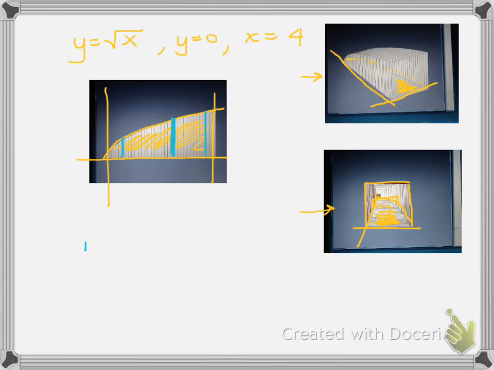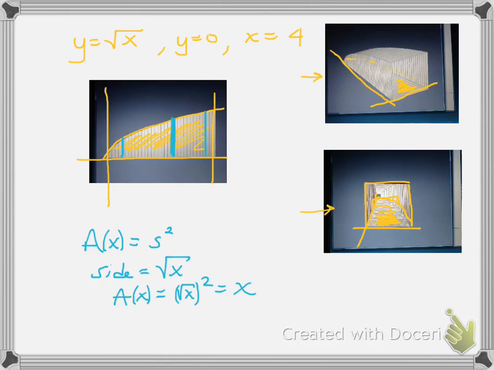So I need an area equation, and I'm just looking at side squared. If one side of the square is the square root of x, then the area of my square is the square root of x quantity squared, or just x. That's one square. I need to sum up an infinite amount of squares to get the volume of this solid. Let's go to the next page so we can see how that looks.